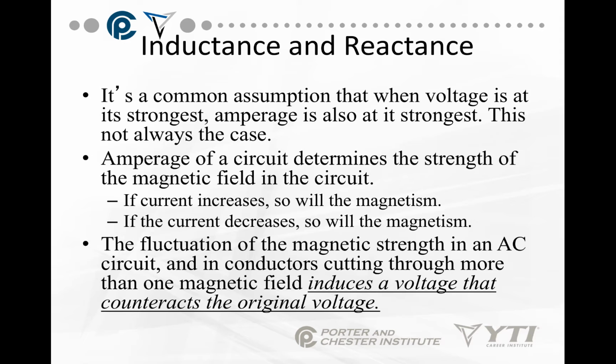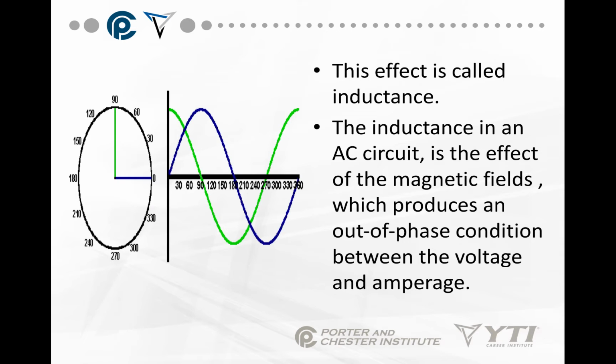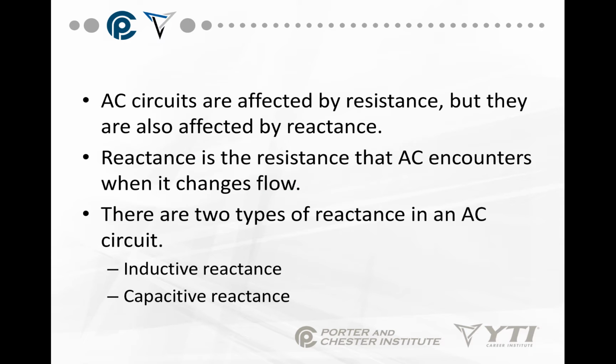The fluctuation of the magnetic strength in an AC current, and in conductors cutting through more than one magnetic field, induces voltage that counteracts the original voltage. In other words, as we start a motor, or even sometimes a light bulb, this is why your calculated Ohm's law and measured Ohm's law measurements aren't exactly the same. As we start increasing the magnetism that's part of AC current, it increases resistance, which actually decreases current. This effect is called inductance. The inductance in an AC circuit is the effect of the magnetic fields which produces an out-of-phase condition between the voltage and the amperage.